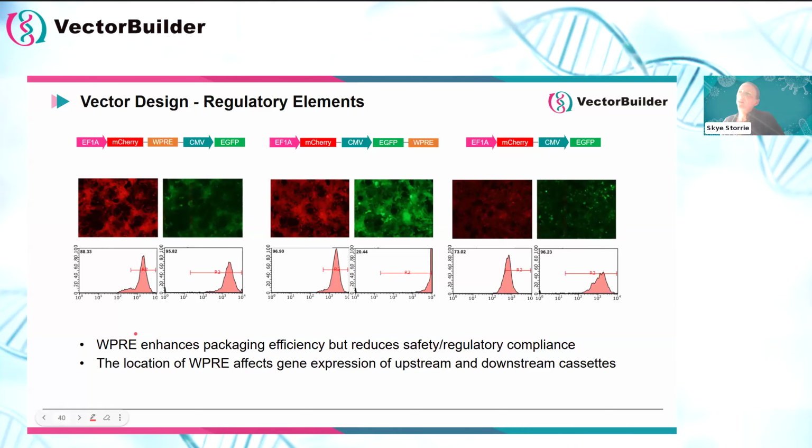The location of WPRE actually also really affects gene expression of your upstream and downstream cassettes. So you can see here that you get good expression of both your upstream and downstream cassette if you put WPRE last. But often your last cassette tends to be a fluorescent reporter, whereas your first cassette tends to be the gene of interest that you're really interested in. So we generally recommend that you put your WPRE after your gene of interest.